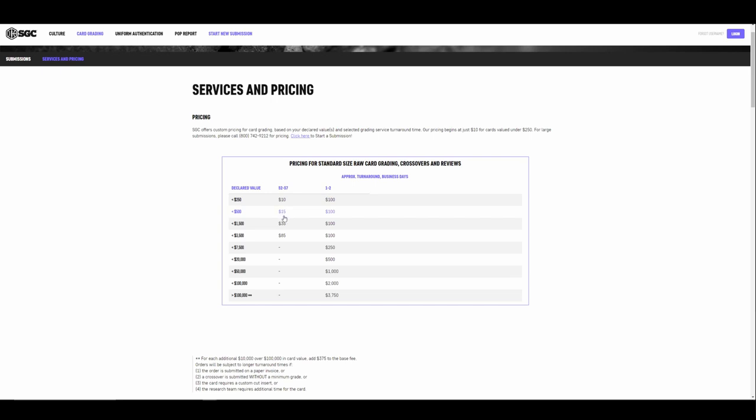between $10 and $15 a card. You could probably submit at $10 a card. They'd probably let it slide. So $10 a card. That sounds pretty good. 52 to 57 business days. That's okay.